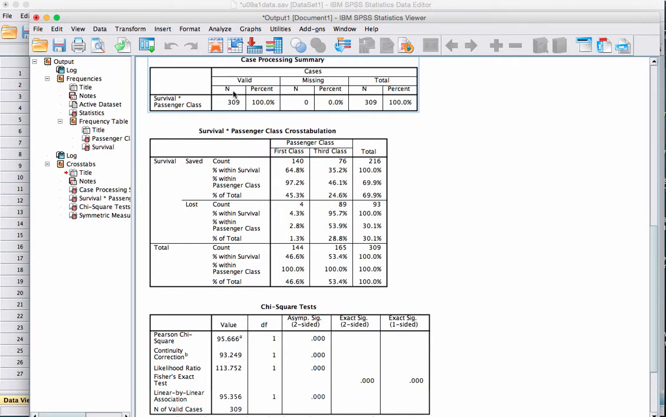So you can see that we have a total of 309 in the study. And there were 140 in first class that were saved and 76 in third class that were saved, versus 4 in first class that were lost versus 89 that were in third class and lost. And you can also see the proportions. So in this case, in first class, 64.8% survived, 35% survived of the third class women. And in this case, 97% were in first class for this column, and 46% were in third class.